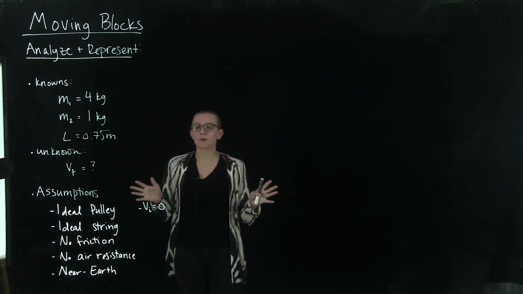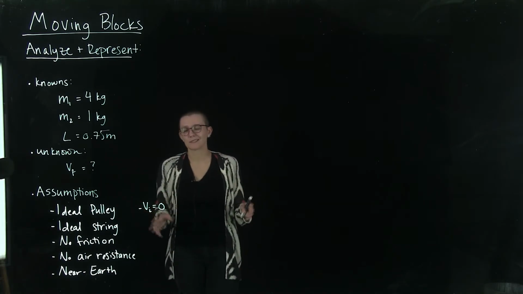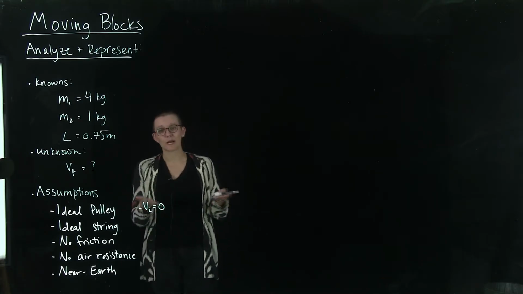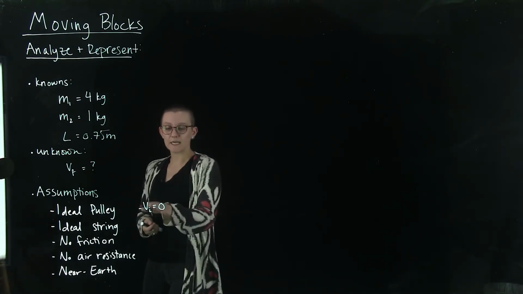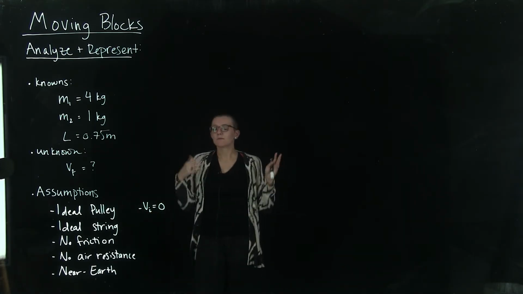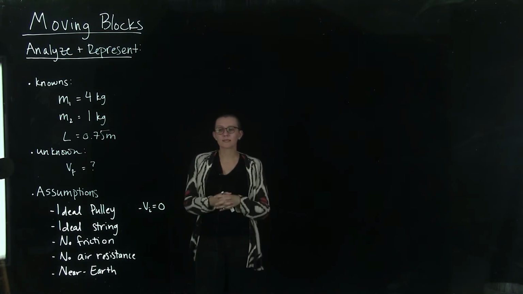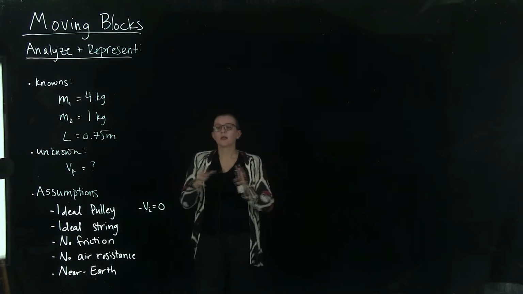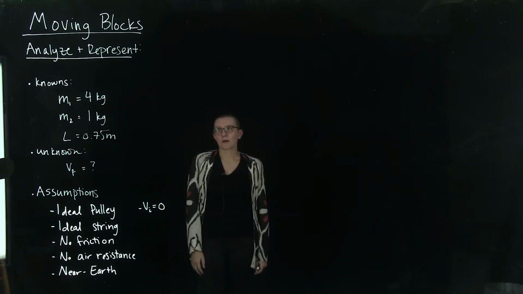And the last assumption that I'm going to make to simplify my calculations is I'm going to assume that they start at rest. So I've written v initial, v sub i, is equal to 0. I'm assuming that they start at rest. I could assume that they start with some initial velocity, but for simplicity, I'm going to assume that they start at rest and we don't have to worry about that.